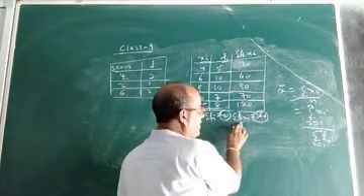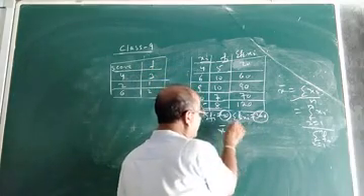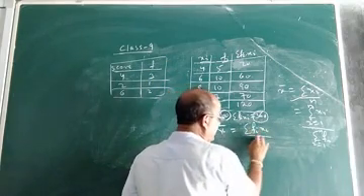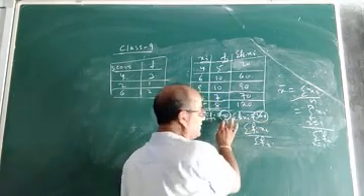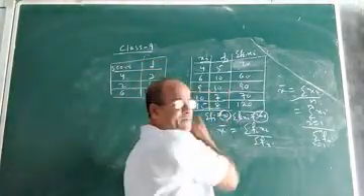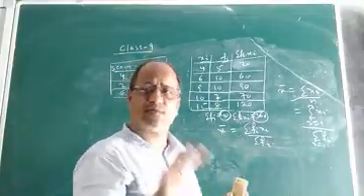You will get sigma fi into xi. And what will be the mean? The mean will be x bar equal to sigma fi xi divided by sigma fi. That is 360 divided by 40, which will be 9. So the mean of this discrete frequency distribution or group frequency distribution will be 9.